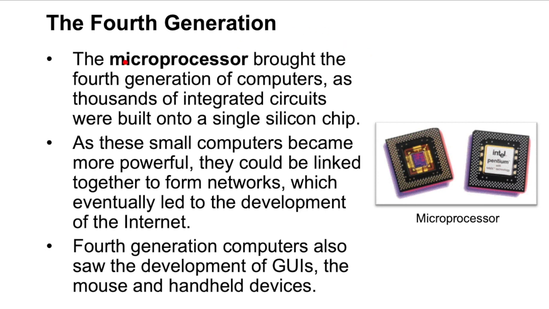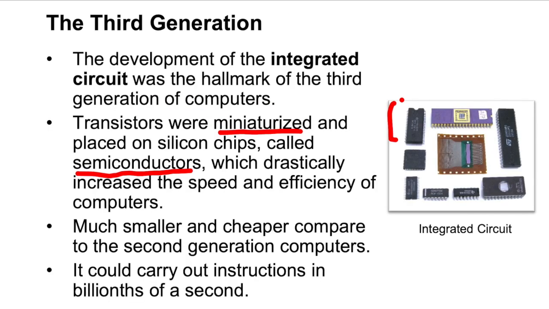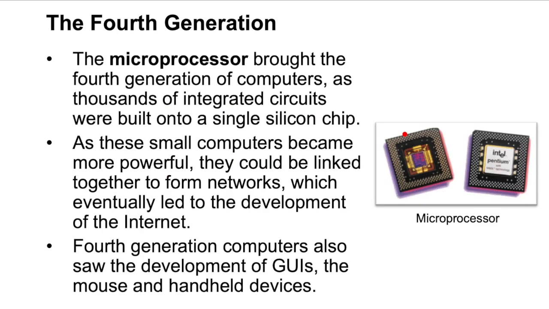The fourth generation, the microprocessor, brought the fourth generation of the computers, as thousands of integrated circuits were put into a single silicon chip. So we can see that these are one integrated circuit. All right. So a number of these integrated circuits were combined and put in just one of these chips, which is called the microprocessor. All right. So as thousands of integrated circuits were built on a single silicon chip, and these small computers became more powerful, they would be linked together to form networks, which eventually led to the development of the internet.